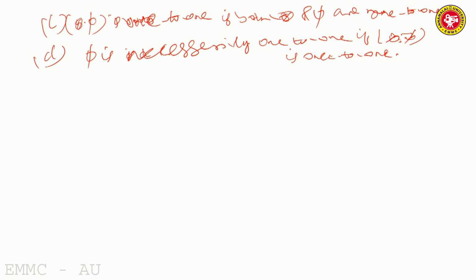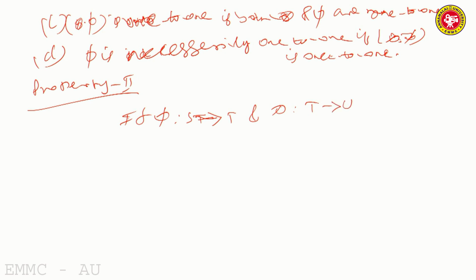Next we have the second property. If phi is such that S goes to T, theta is a mapping which maps T into U, and psi is a mapping such that U goes to V, then psi dot theta dot phi is equal to psi dot theta dot phi. Similarly, we give property 3.